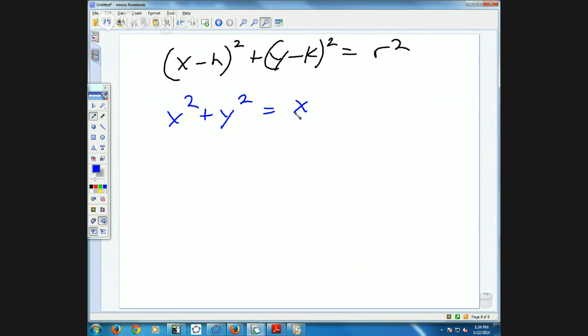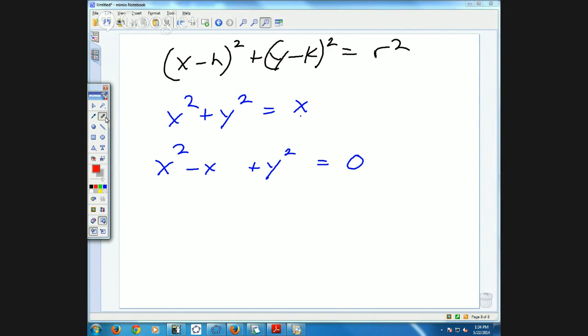So I'm going to subtract this x to the left and put the x's together. So x squared minus x plus y squared now equals 0. Anybody remember the trick to make something like this look like that? It's called completing the square. Are you going to say that? Yes. Okay. I remember this. It's been so long. Okay, so we're going to complete the square.